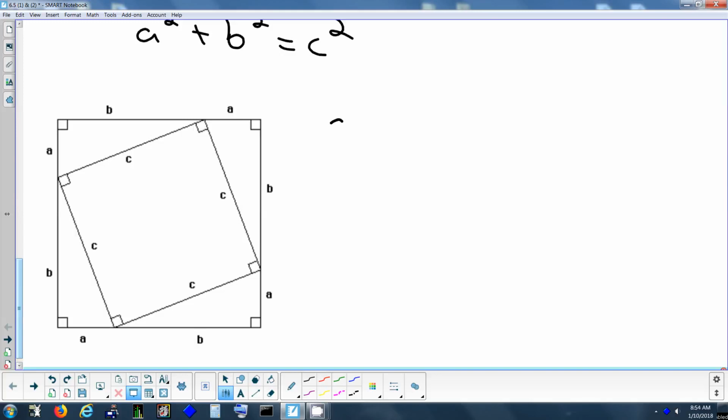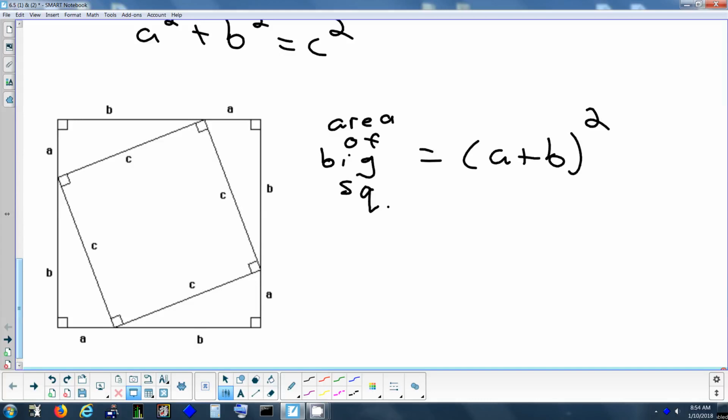So, area of big square equals a plus b squared. Now I want to focus on finding the area a different way, by looking at the individual pieces that make up that big square and doing it that way.